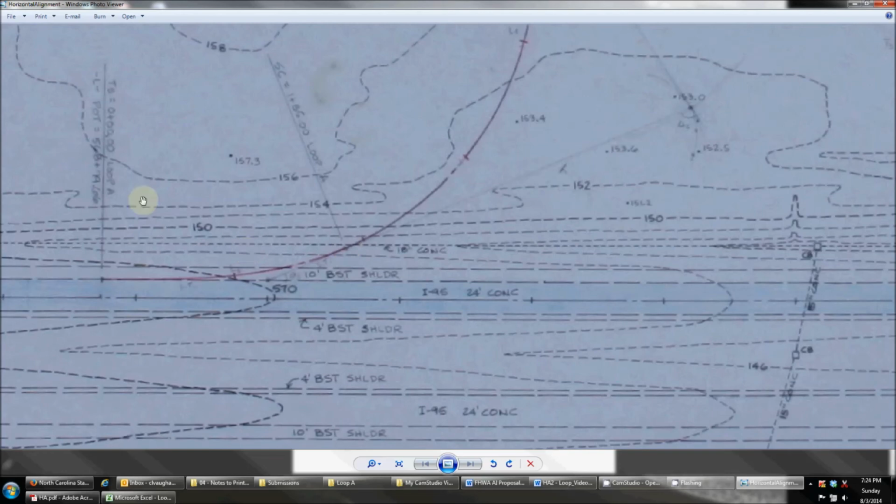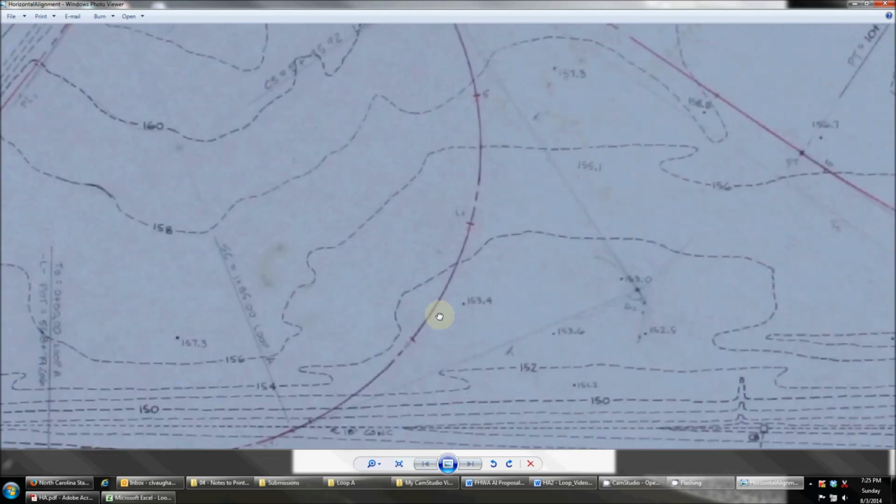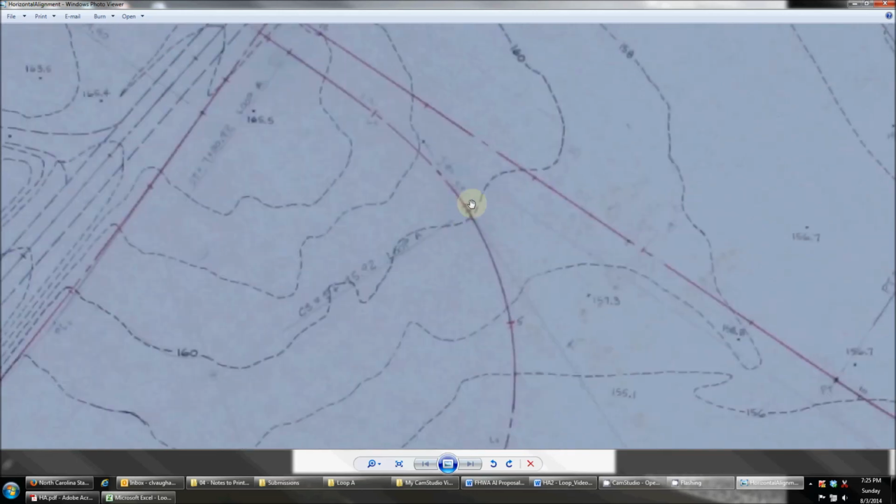So you're going to go TS, which is the tangent to spiral station, then the spiral to curve station, because it goes into the circular curve with a constant radius, to the curve to spiral station, so it starts to spiral back out, and then it'll go to your spiral to tangent station.